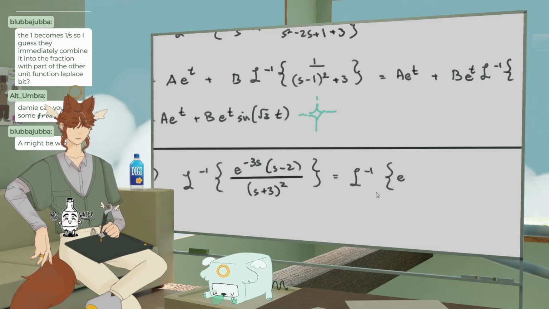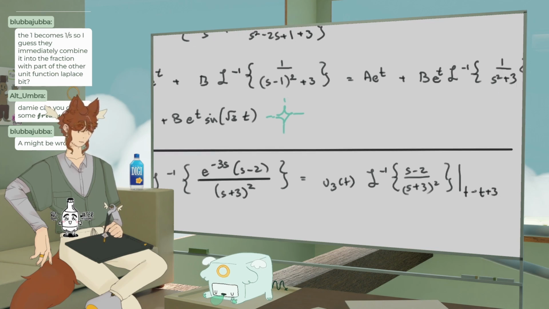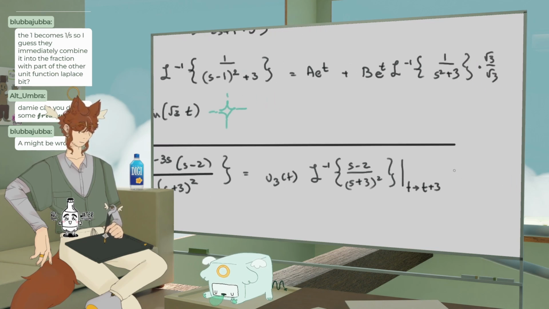Okay, well, I guess I can pull our unit step function out. So if we have an e to the -3s, we're going to have a u of 3, t, times the Laplace inverse, and we change all our t's, not our s's. Our t's are going to end up as t plus 3, I think. Now we just have to decompose this.